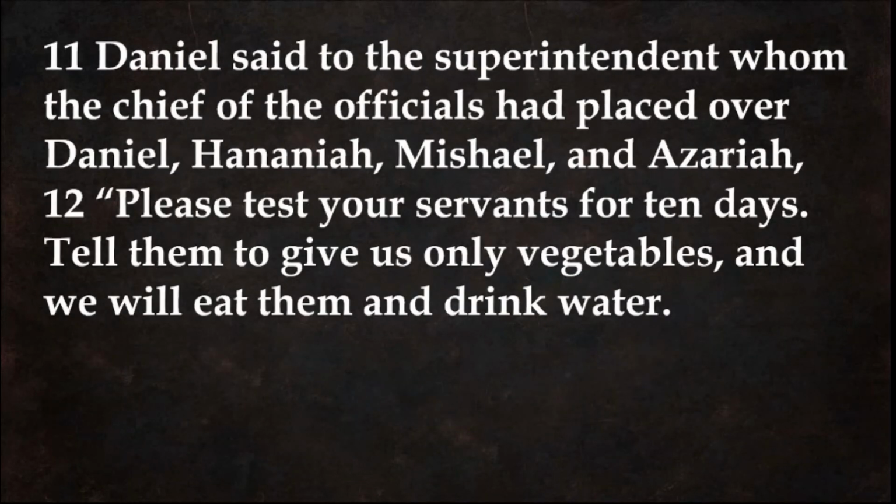Daniel said to the superintendent, and now Daniel, there's another guy, right? The superintendent is not the chief of the officials. This is a lower guy. So in terms of, everybody know Hogan's Heroes? It's not Colonel Klink anymore. We're now dealing with Sergeant Schultz. Okay? So we've gone down a couple of rungs on the ladder. Daniel says to Sergeant Schultz, whom Colonel Klink had placed over Daniel, Hananiah, Mishael, and Azariah, please test your servants for 10 days. Tell them to give us only vegetables, and we'll drink water.